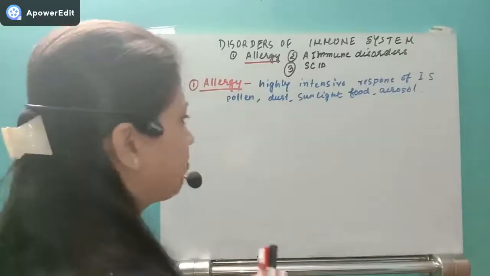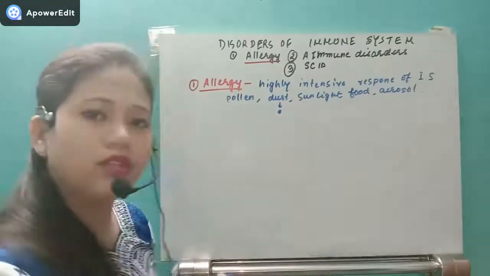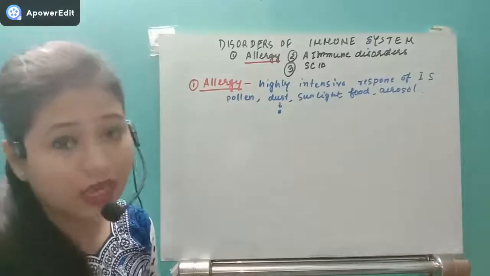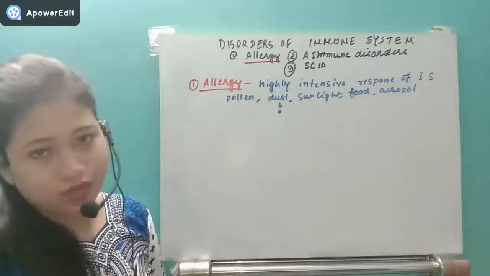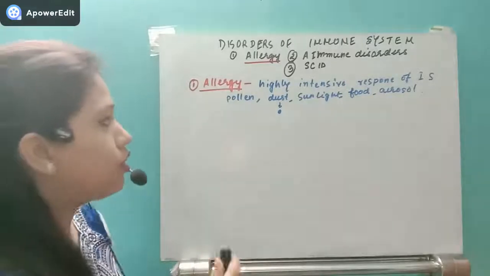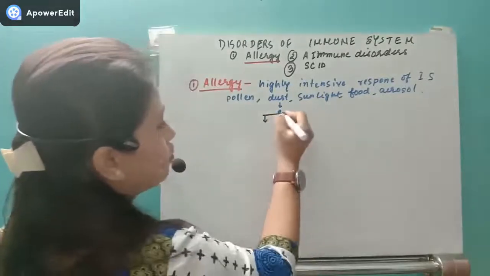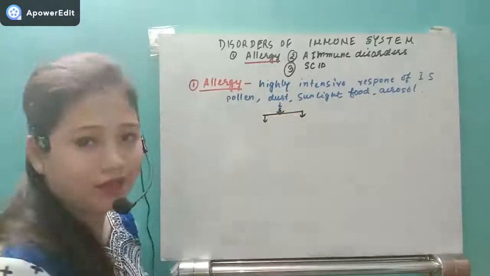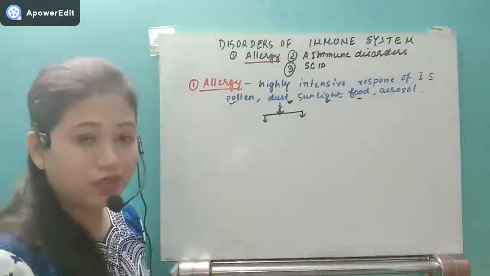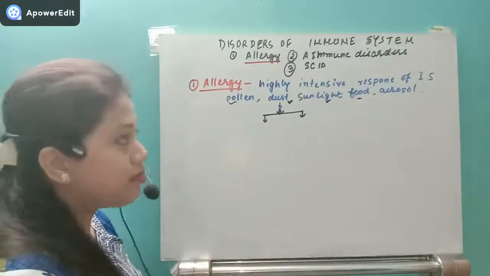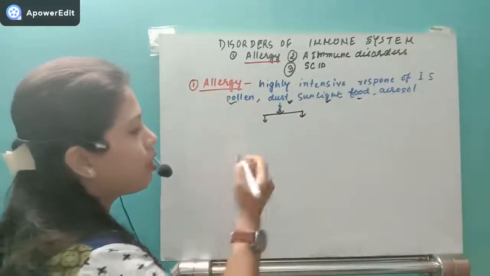Now we will see what happens to the individual in allergy. Suppose some particle has entered, suppose we inhaled it or ate it, or the skin is exposed to it. Then two different types of response will occur. Whenever a pathogen enters, this may be pollen, dust, sunlight or anything. Some people are exposed to sunlight, some to cold. Then what will happen in our body?